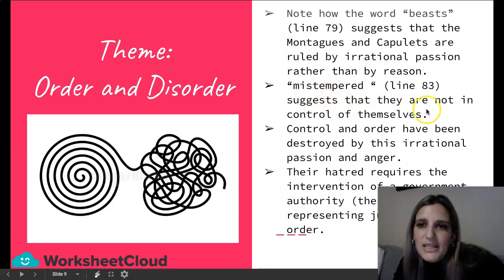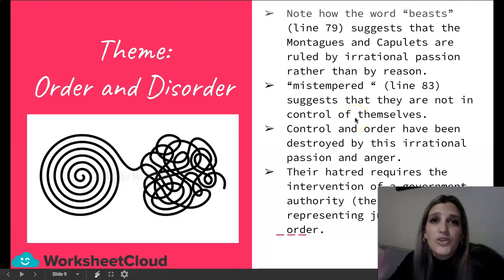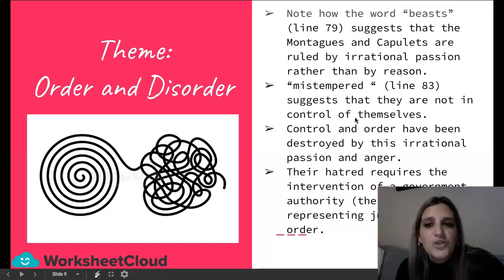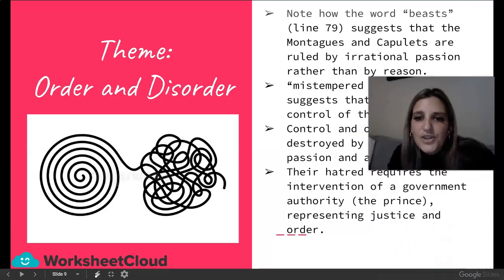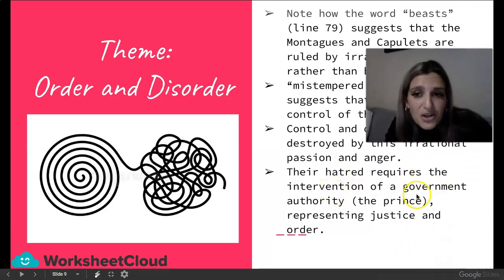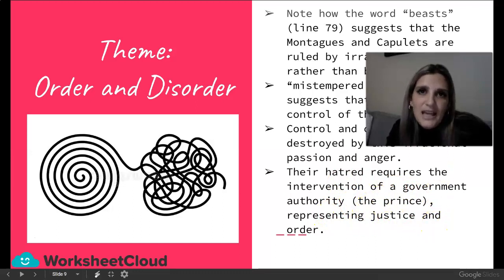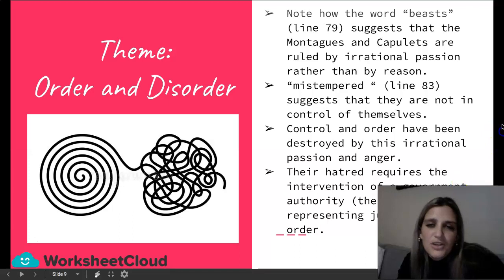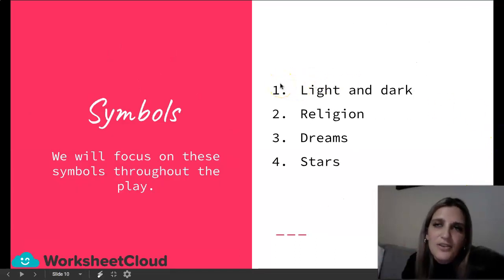Mistempered suggests that they are not in control of themselves. When you get super angry and you just react and lash out, that's the type of anger they feel. Control and order have been destroyed by this irrational passion and anger. Their hatred requires the intervention of a government authority, who is the prince, representing justice and order. So he's trying to separate them and fix things.